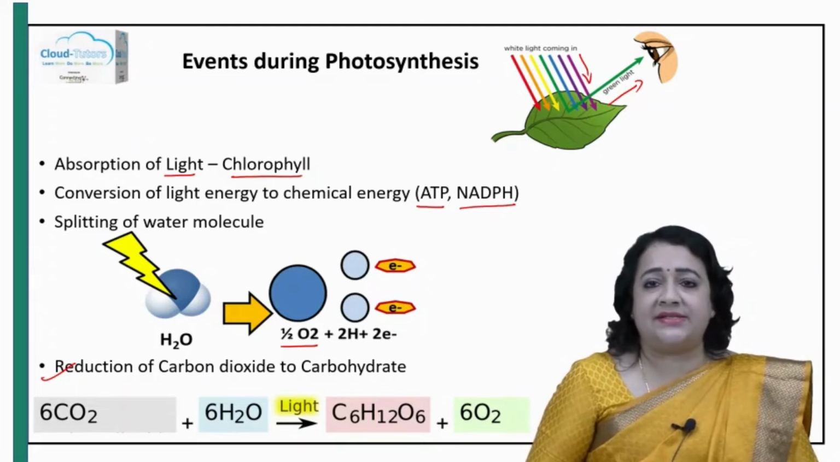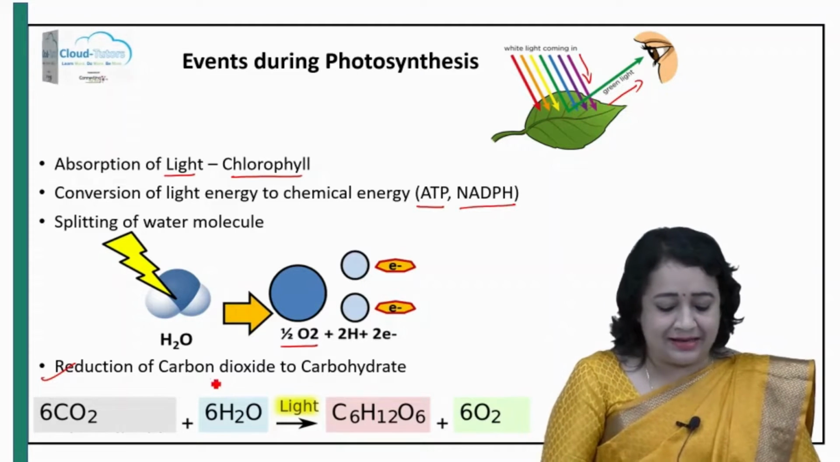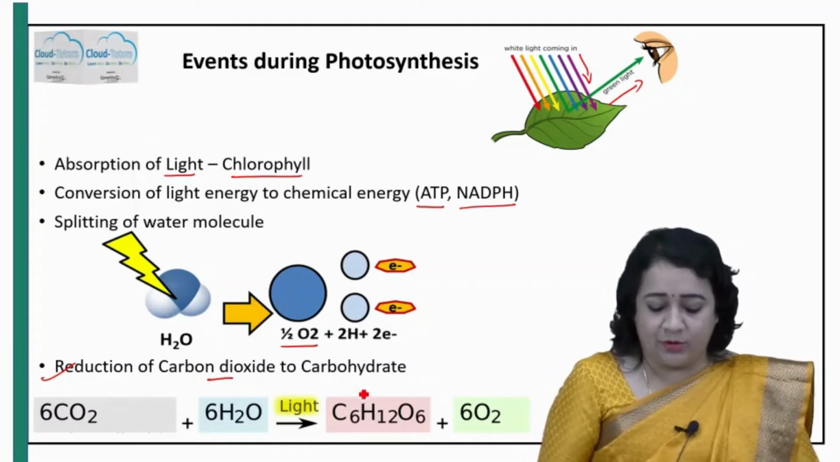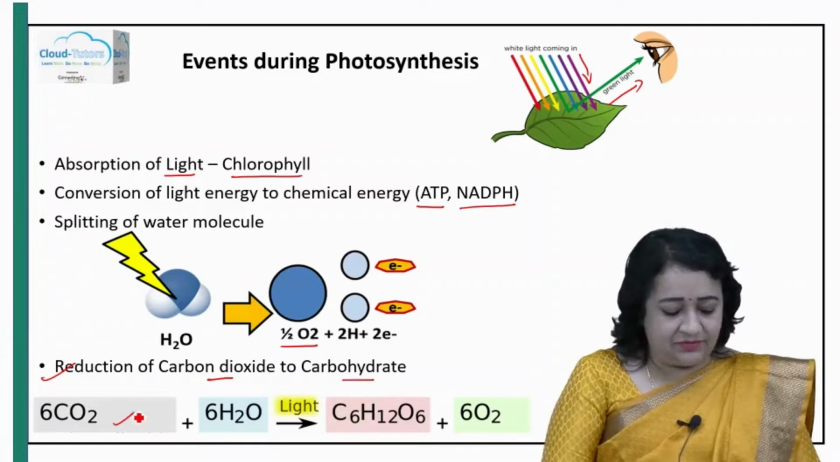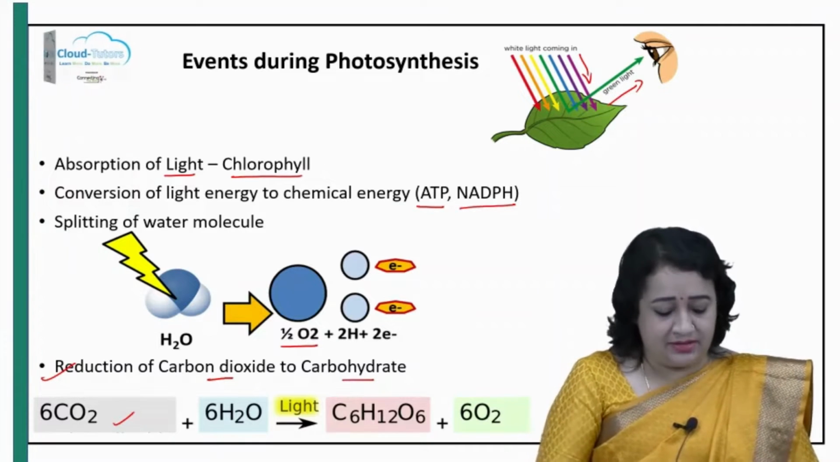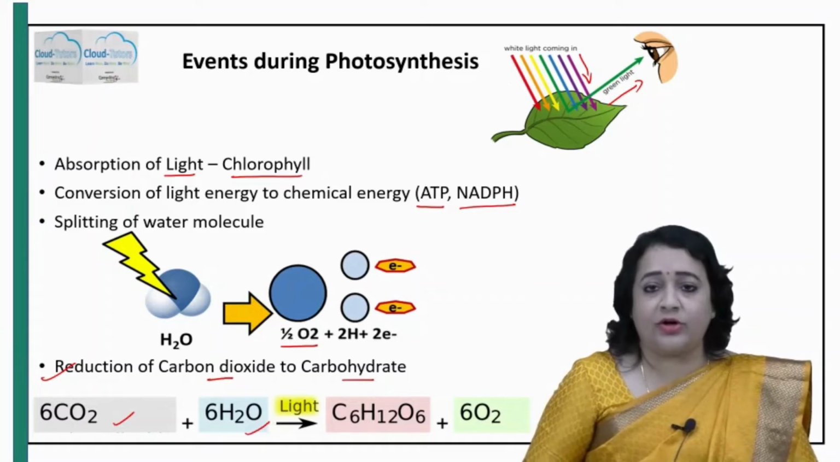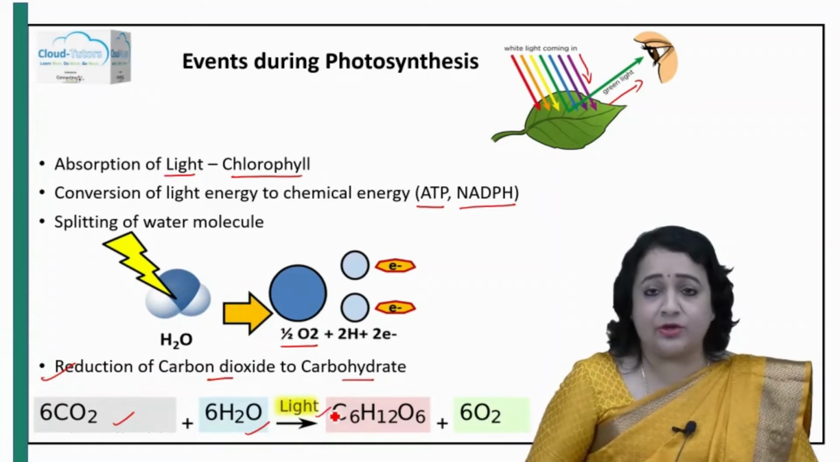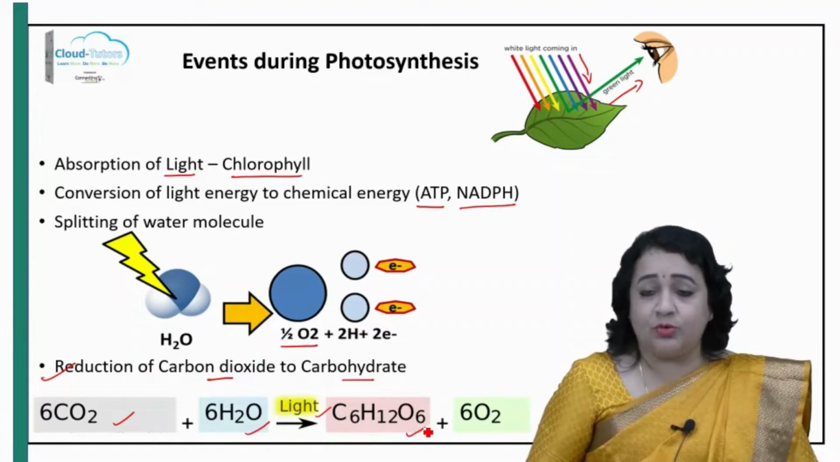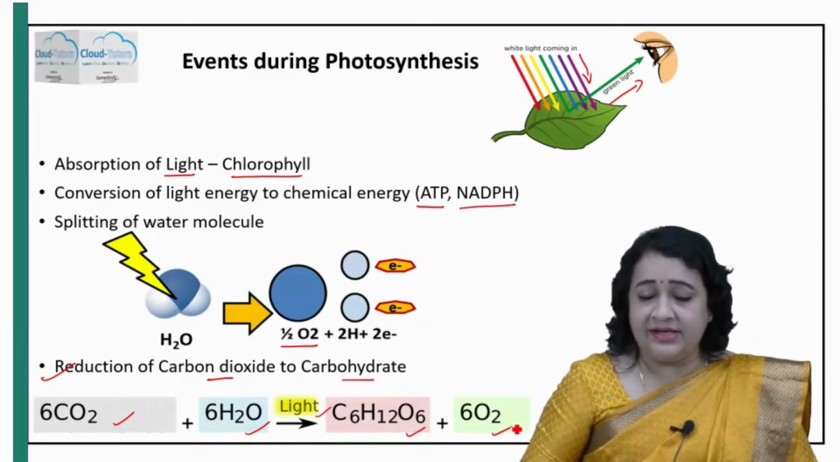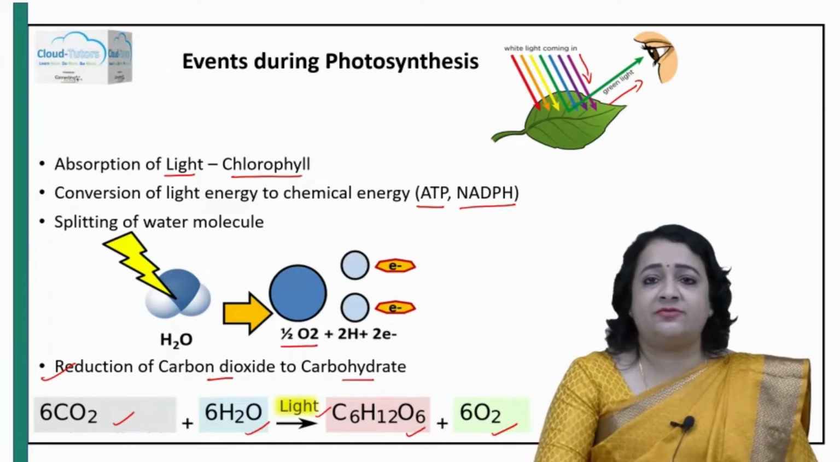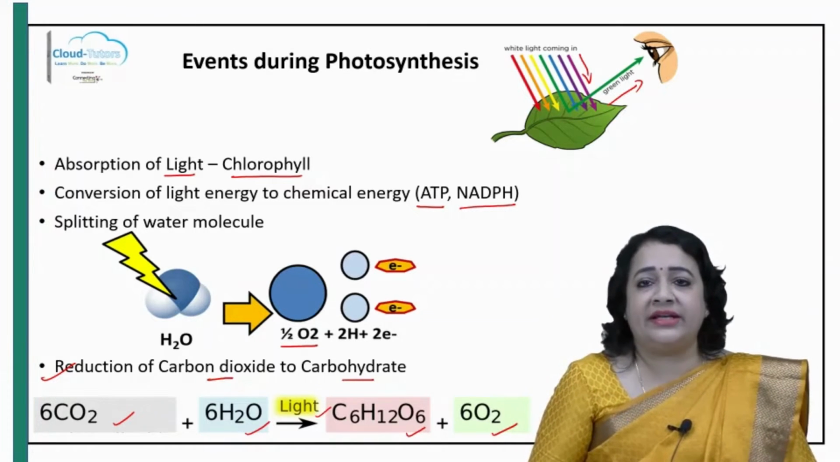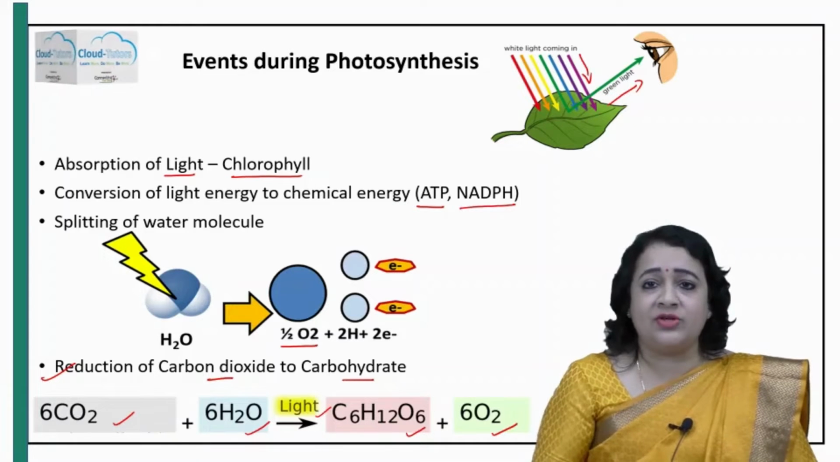The fourth step is the reduction of the carbon dioxide into carbohydrate. So this is the equation for photosynthesis, where carbon dioxide and water, in the presence of sunlight and chlorophyll, produce glucose, and oxygen will be liberated. So these four steps tell us about the events happening during photosynthesis.